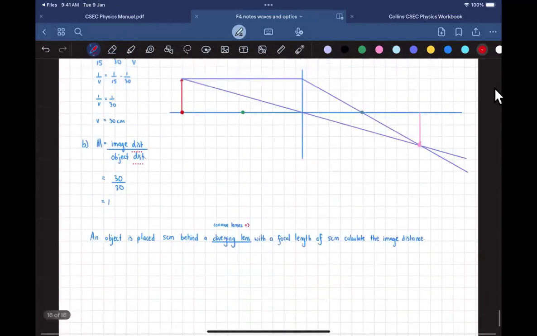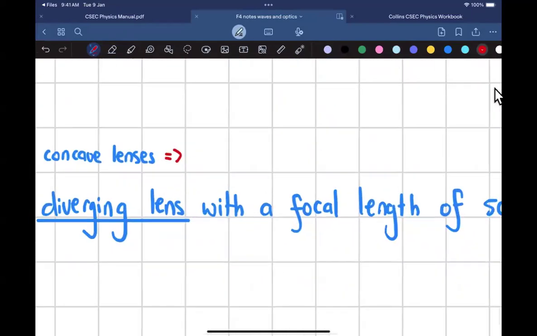So if we have a concave lens, then I know for sure that my image is going to be what? My image has to be what? Virtual. Had to be virtual. And it had to be bigger or smaller? Smaller than the object. Correct.